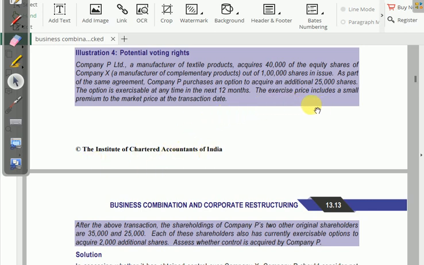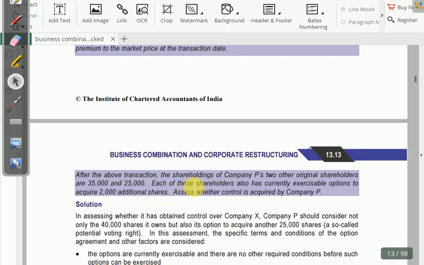The exercise price includes a small amount of premium. Next is, after the above transaction, the shareholdings of the company P's to other original shareholders are 35,000 and 25,000.